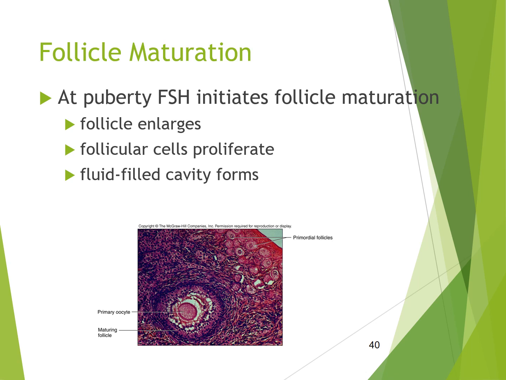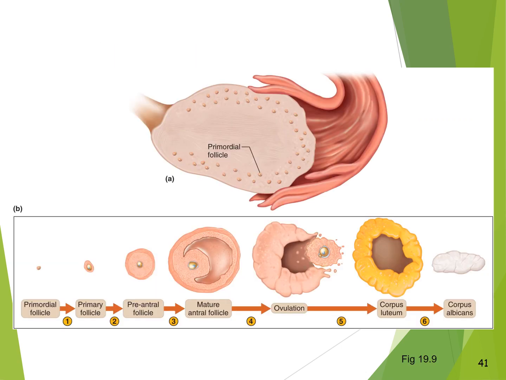The follicle starts to enlarge, the follicular cells proliferate or divide, and a fluid-filled cavity starts to form. This slide is showing how the follicle starts to increase in tissue layers until ovulation. You can see the release of the secondary oocyte, and the remaining cells form a temporary endocrine structure known as the corpus luteum. The corpus luteum secretes hormones that maintain the lining of the uterus in the event a pregnancy does occur. If pregnancy does not occur, the corpus luteum breaks down and forms a structure known as the corpus albicans.